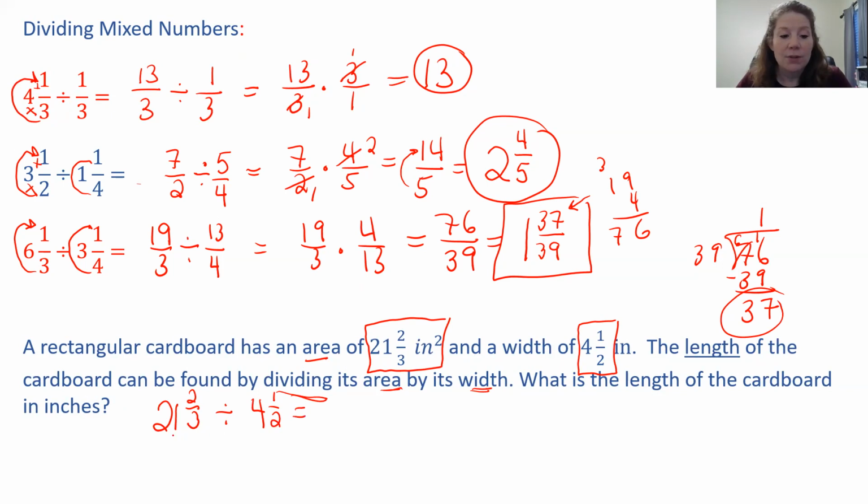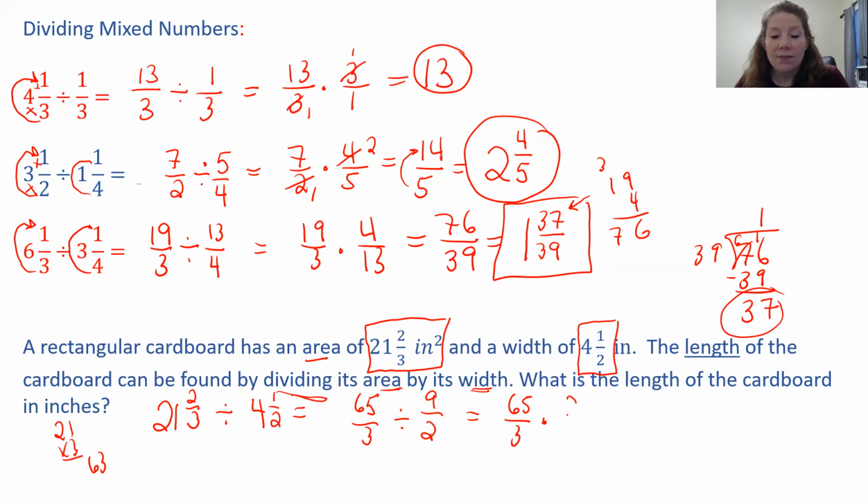So we're going to go around the world. 21 times 3 is 63 plus 2 is 65. 65/3 divided by 4 times 2 is 8 plus 1 is 9/2. So now I'm going to keep it, change it, flip it, and I get, what would that be, 130 over 27.